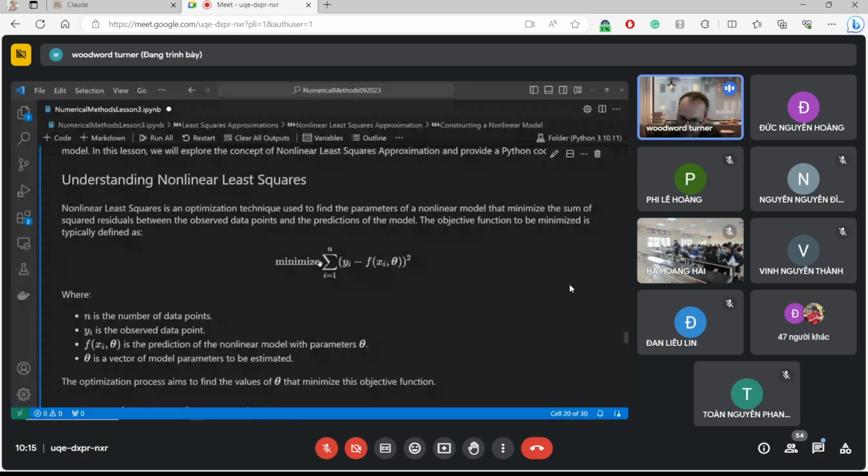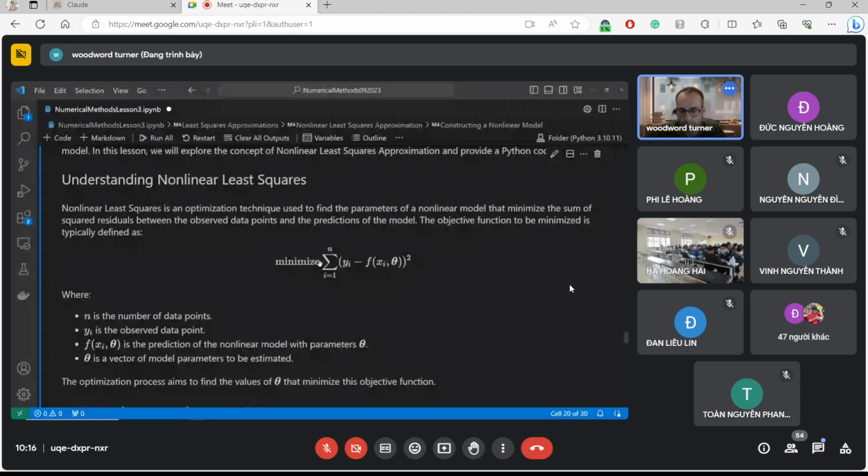In this sum, n is the number of data points. So x0, y0, x1, y1, all the way up to xn, yn, as we saw at the very start of this interpolation stuff. Yi is the observed data point, the function value for the xi's. And then f of xi comma theta is a prediction of the nonlinear model with parameters theta, right?